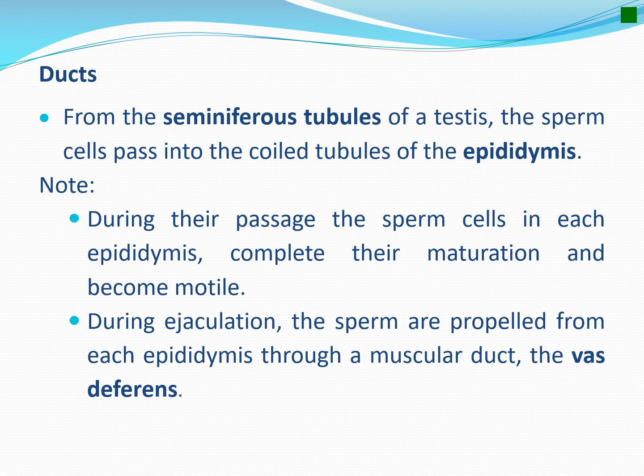From the seminiferous tubules of a testis, the sperm cells pass into the coiled tubules of the epididymis. Note that during their passage, the sperm cells in each epididymis complete their maturation and become motile. And during ejaculation, the sperm cells are propelled from each epididymis through a muscular duct known as the vas deferens or a spermiduct.